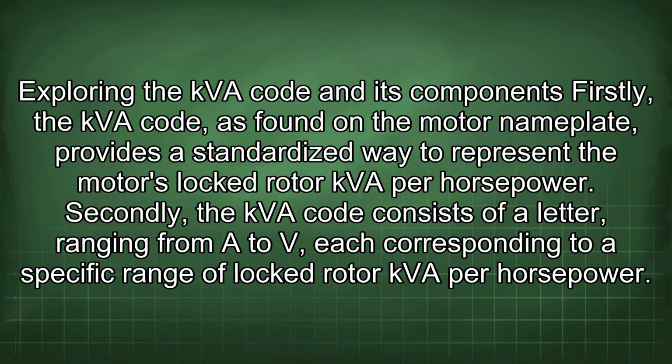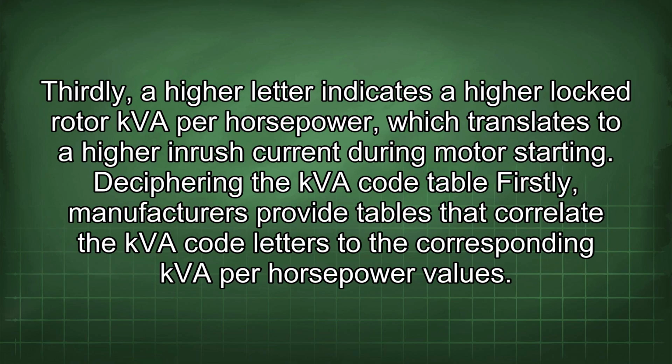Exploring the kVA code and its components. Firstly, the kVA code, as found on the motor nameplate, provides a standardized way to represent the motor's locked rotor kVA per horsepower. Secondly, the kVA code consists of a letter ranging from A to V, each corresponding to a specific range of locked rotor kVA per horsepower. Thirdly, a higher letter indicates a higher locked rotor kVA per horsepower, which translates to a higher inrush current during motor starting.